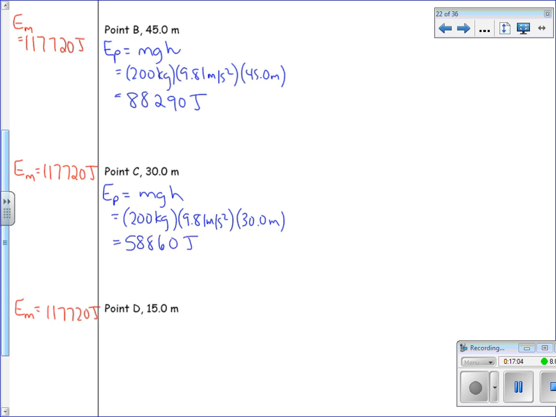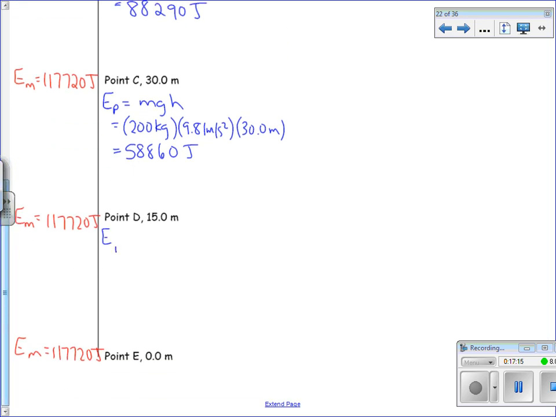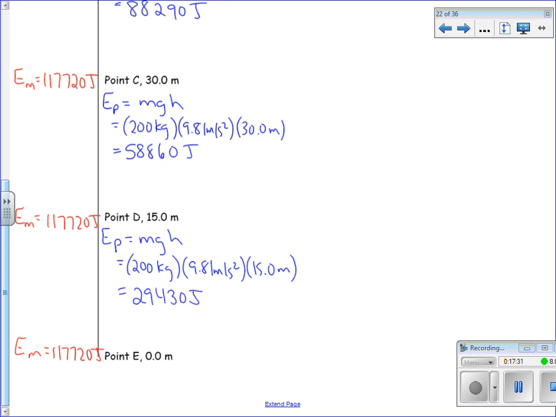Something to notice is that at the halfway point, 30 meters compared to 60 meters, the potential energy is exactly half the mechanical energy, which means the kinetic energy is going to be the other half when we get there. So at point D, the potential energy is 29,430 joules. And at the bottom, where we have a height of 0, the potential energy is 0 joules.